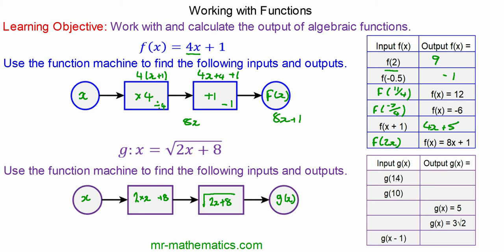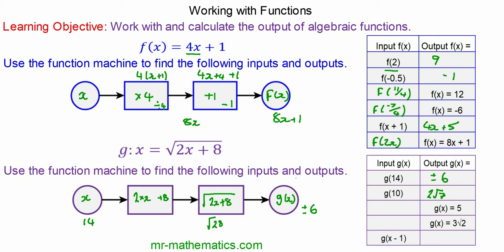So when 14 goes into our machine, we have times it by 2, 28, add 8, which is 36, and the square root of 36 is plus or minus 6. When 10 goes into our machine, we have 2 times 10 is 20, add 8, 28, and the square root of 28, and we can simplify that to make 2 root 7 as the output.